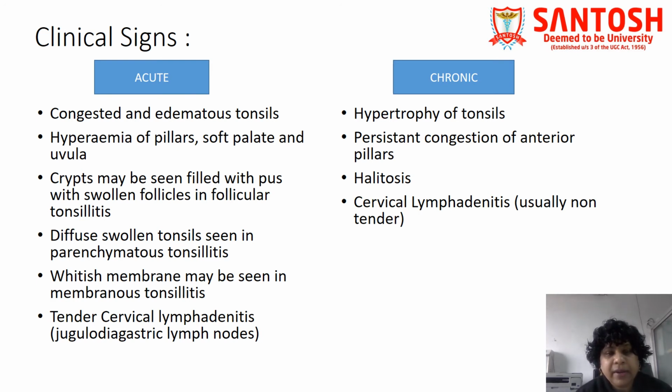Then tender cervical lymphadenitis. Jugulodigastric lymph nodes present here at the angle of mandible. They are tender and large. But in chronic, we get to see hypertrophy of tonsils, persistent congestion of anterior pillars, halitosis, and cervical lymphadenitis, but non-tender.